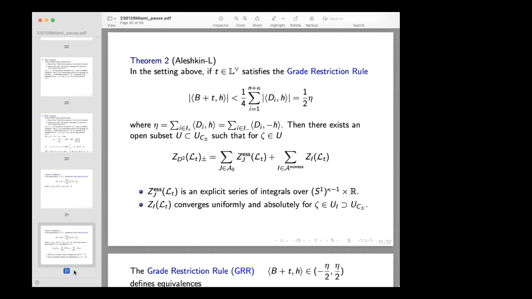Then we have the so-called wall hemisphere partition function. It has two parts. The second part basically corresponds to the fixed points which appear on both sides of the wall, and for this part you just get a power series which converges in both phases. The first part is an explicit series of integrals.